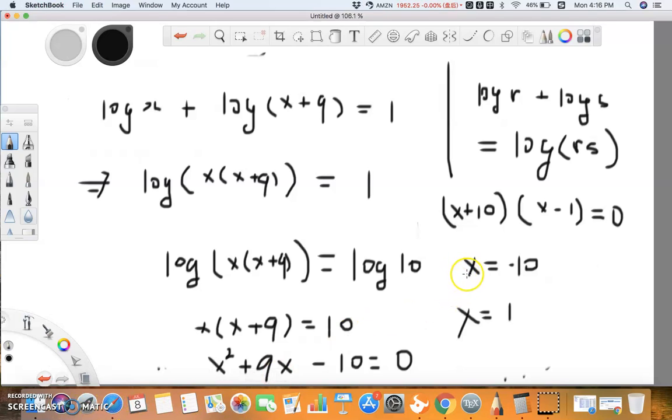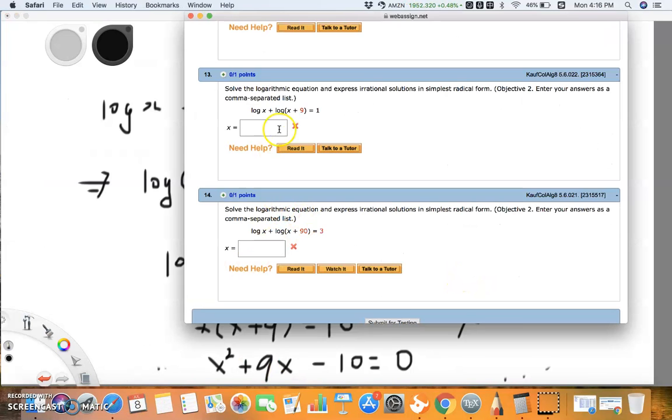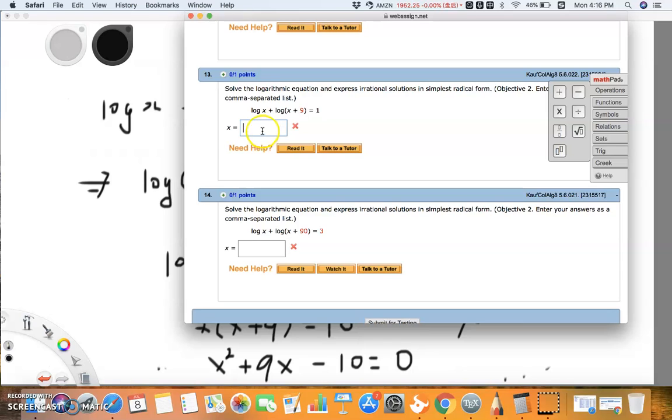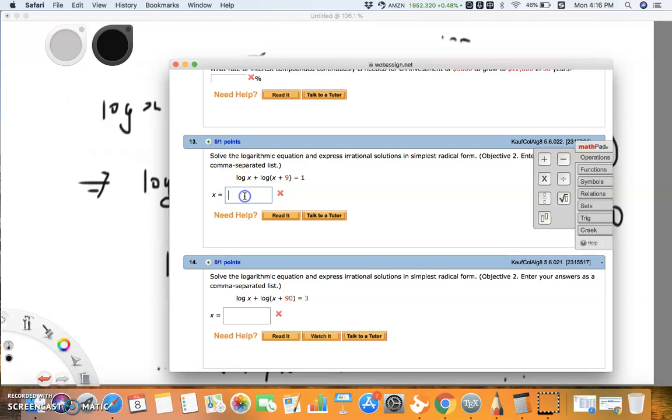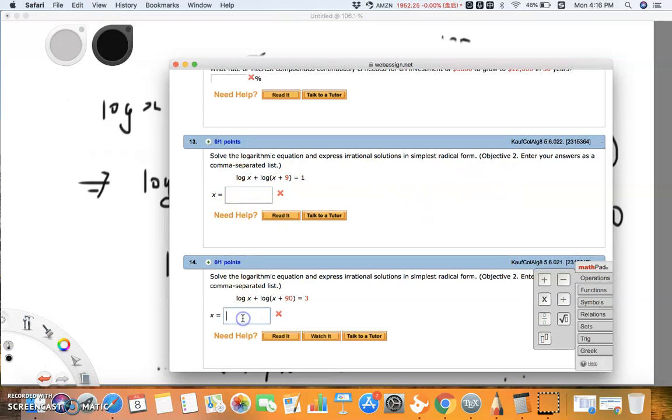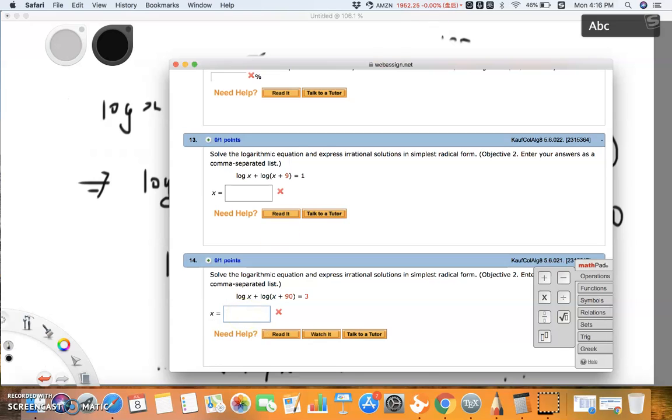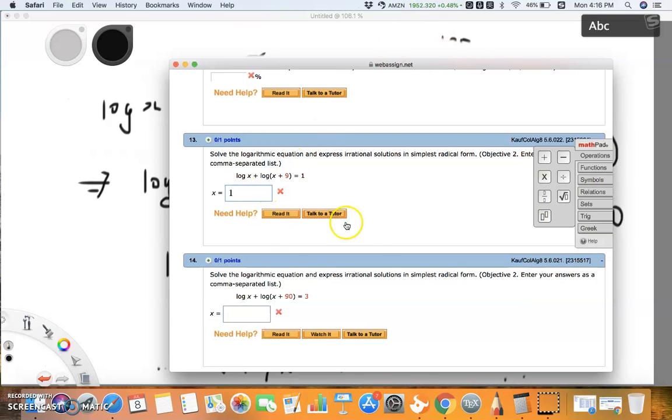So here we're going to drop this solution. We're going to drop negative 10. This is because when we introduced the logarithmic function, we said the domain has to be positive. So that's why x cannot be a negative number. So therefore, there is only one solution. That is 1.